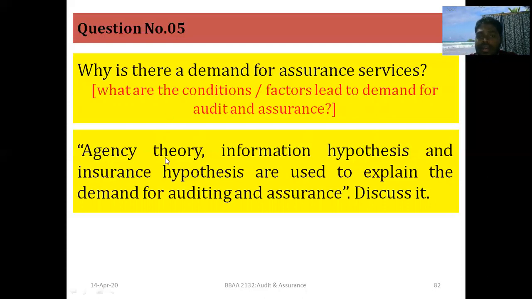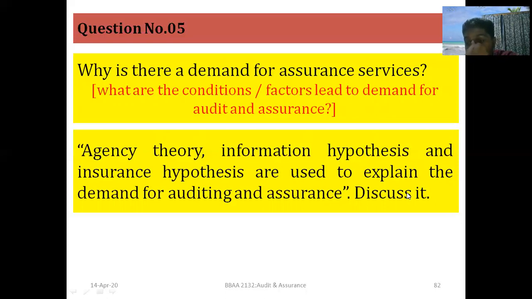Another way the examiner asks a question, you should remember. We discussed the conditions. Another way is the theoretical way, you can explain the demand for auditing and assurance. Three theories are there: agency theory, the information hypothesis, and the insurance hypothesis. These three theories clearly explain the demand for auditing and assurance. You can read the question structure: agency theory, information hypothesis, and insurance hypothesis are used to explain the demand for auditing and assurance.